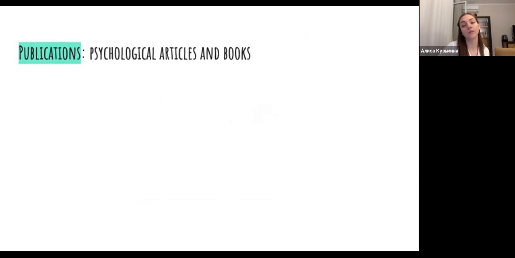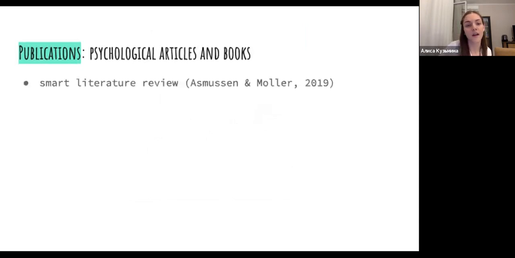And another broad field is using computational text analysis in the meta-analysis of lots of publications. Asmussen and Moller recommend using the topic modeling method, and don't be afraid if you don't know what topic modeling means, because it's okay, it's just a method. So they recommend using topic modeling for smart literature review and provide a step-by-step guide on how to do it.